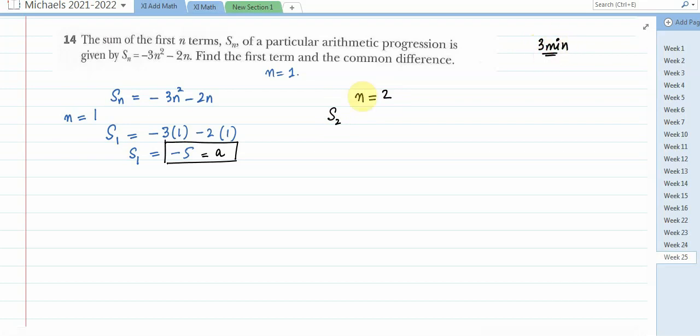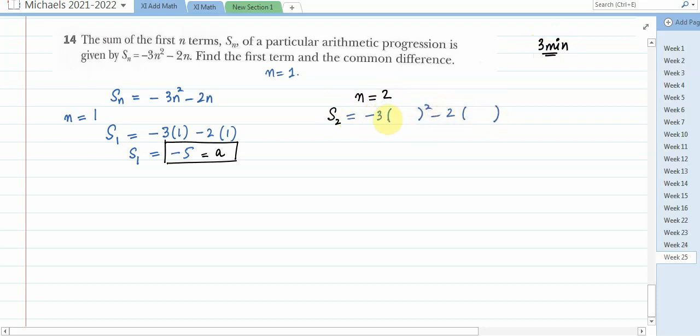Alright, when n is equal to 2, you have the expression minus 3n square minus 2n. So n is 2, 2 square is 4, 4 into 3 is minus 12, minus 2 twos are 4. So the sum of the first and second term, right? It says s2. Now keep in mind that minus 16 is not equal to t2. Minus 16 is t1 plus t2 is equal to minus 16. That is your sum of the first two terms, right?